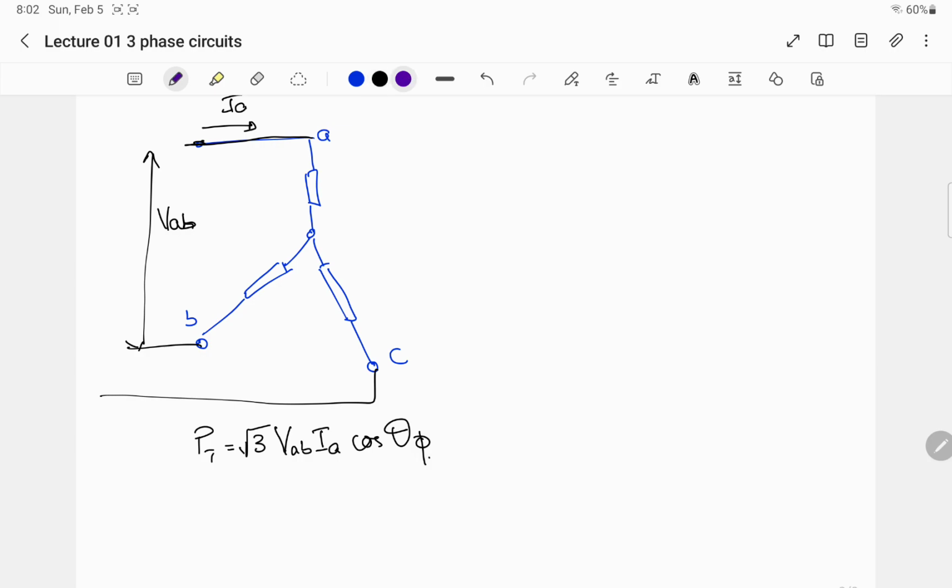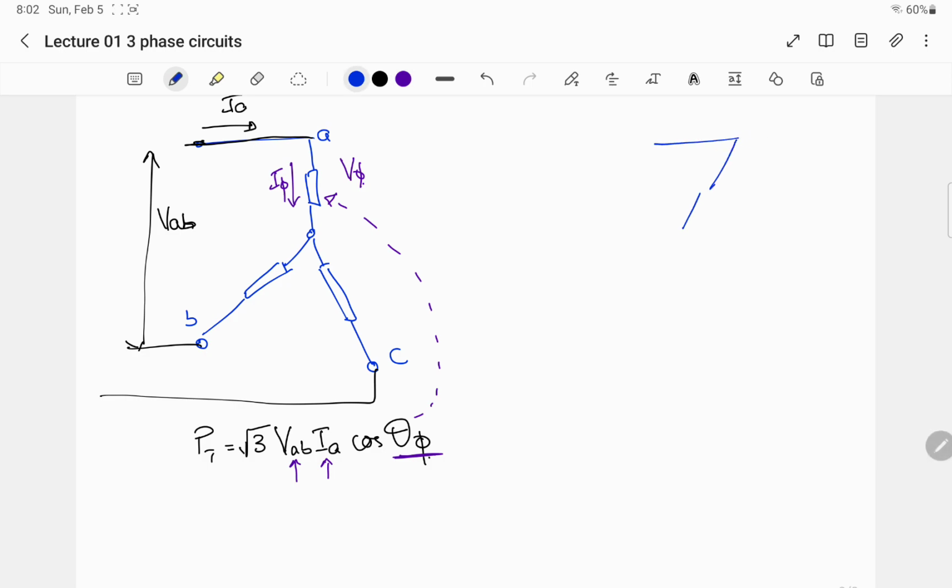But remember this thing, this is a point where a lot of students make mistake, that this theta phi is not the angle between VAB and IA. This theta phi is actually the angle between V phase and I phase. So you must be very careful when you are calculating this one. So you have to know the angle of the load. You have to know the angle of the load and the angle between the phase voltage and the phase current. Then you will be able to use this formula.